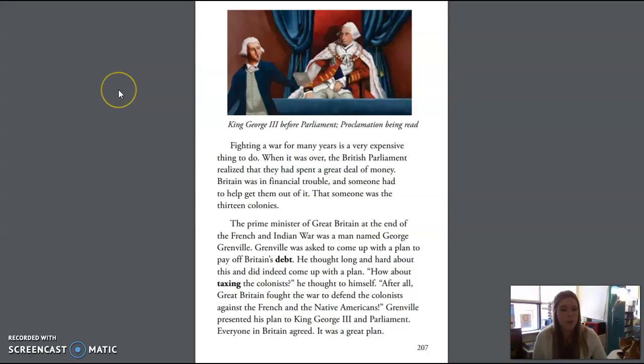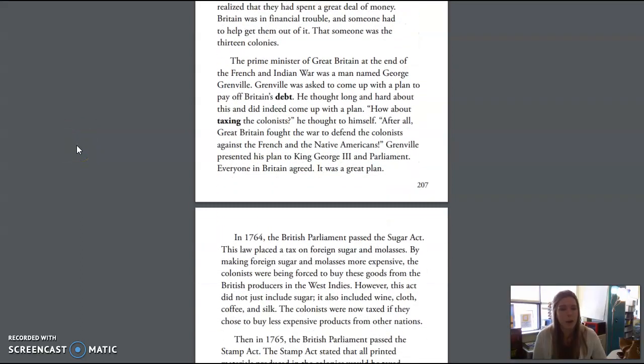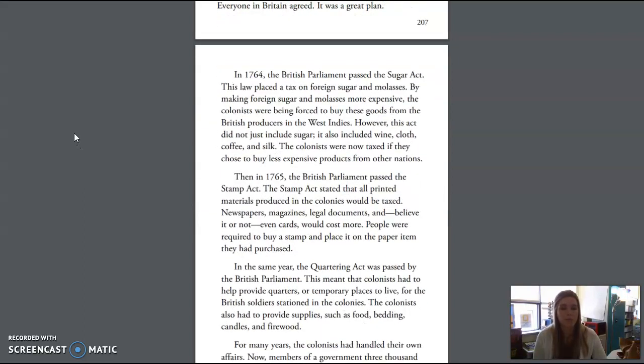The Prime Minister of Great Britain at the end of the French and Indian War was a man named George Grenville. Grenville was asked to come up with a plan to pay off Britain's debt. He thought long and hard about this and did indeed come up with a plan. How about taxing the colonists? he thought to himself. After all, Great Britain fought the war to defend the colonists against the French and Native Americans. Grenville presented his plan to King George III and Parliament. Everyone in Britain agreed. It was a great plan.